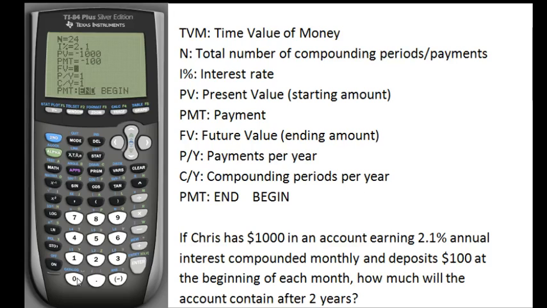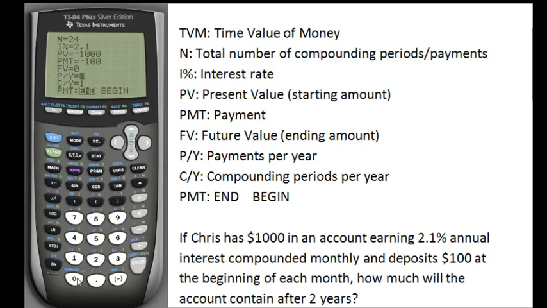FV is future value. That's going to be the ending amount. In this problem, that's what we're going to be solving for since we're asked to find out how much is in the account after 2 years. Now, we won't always be solving for future value. Any of those that we already filled out, we could be solving for. So in many of the problems, you'll be given some of the inputs and you'll solve for whatever's left. In this problem, future value is what's left for us to solve for.